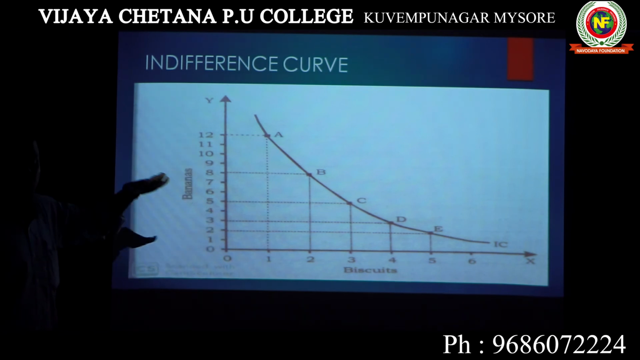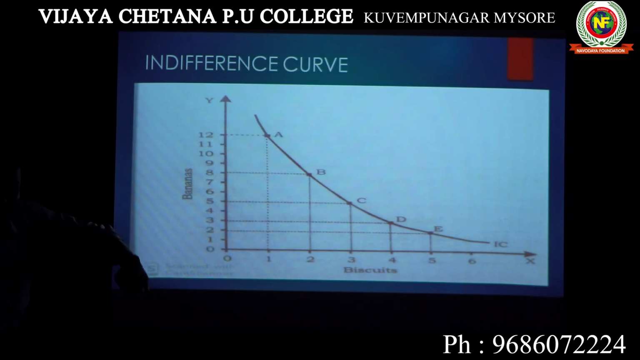4, 3, 2, 1. So this is what you call MRS decreasing. That's why, because MRS is decreasing, the indifference curve is convex to origin.